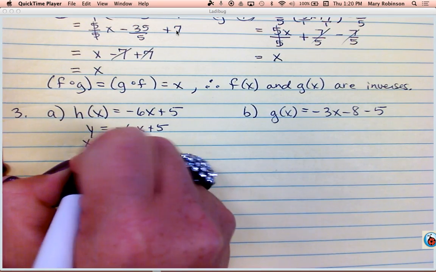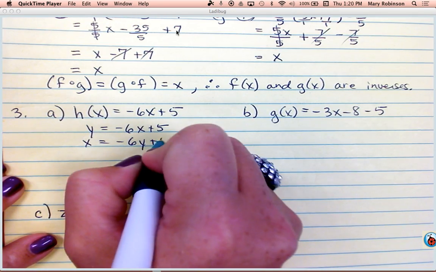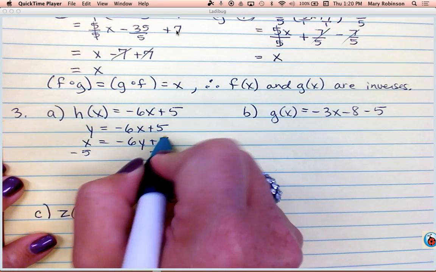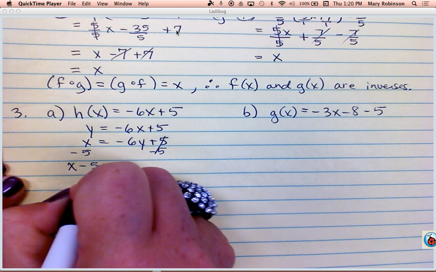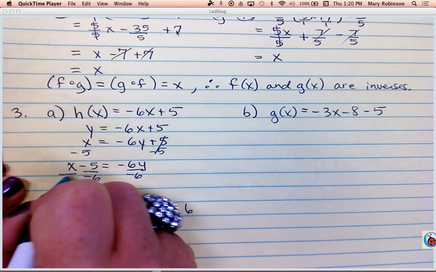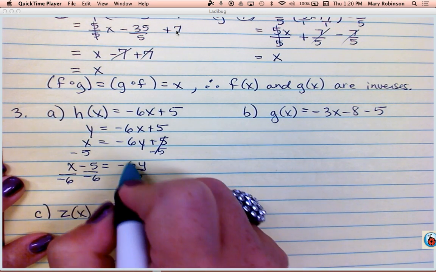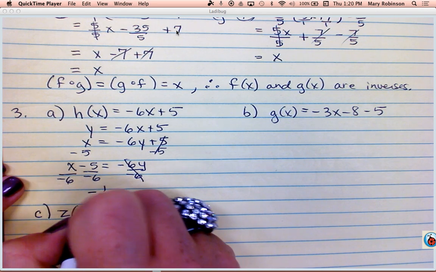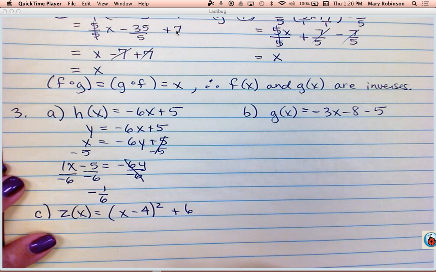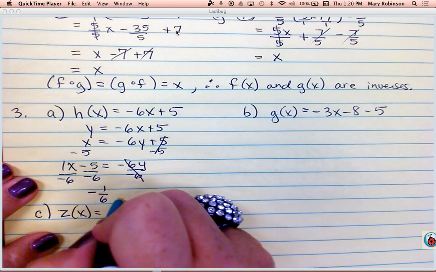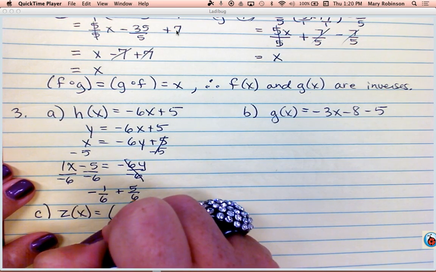Then switch x and y and solve for y. So the first step would be to subtract 5 from both sides. Then divide by negative 6. That cancels out because it equals 1. And we're left with negative 1 over 6. So there's an understood 1 there. So negative 1/6. A negative divided by negative makes this positive 5/6.